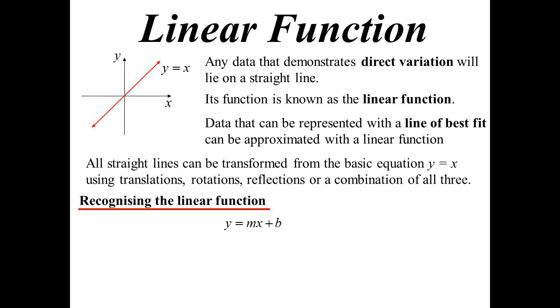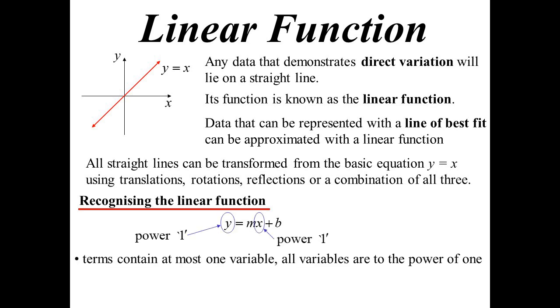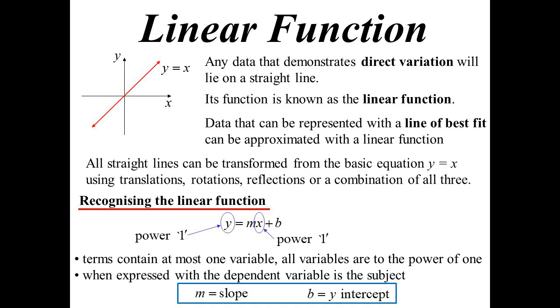How do you recognize it? Well, we know straight lines can be rearranged into this sort of form, y equals mx plus b. Basically, the power of both the pronumerals is 1. You see that and you think, oh okay, I've probably got some sort of linear function here. This is when we express it with the dependent variable, y, as the subject. When it's in this form, the coefficient of x tells us the slope of the line, and the number by itself tells us the y-intercept. So that's information we can draw from the equation.